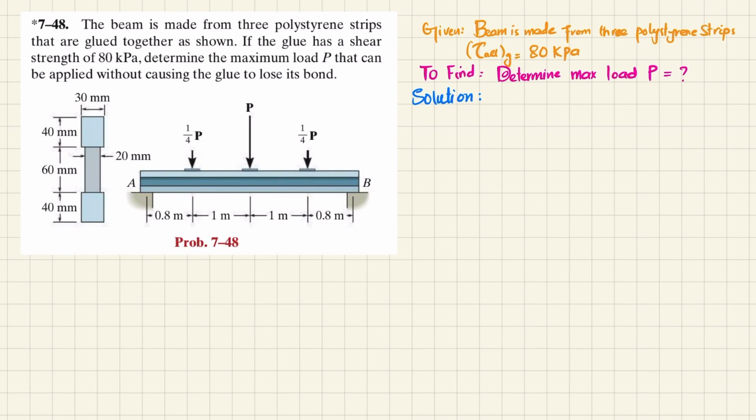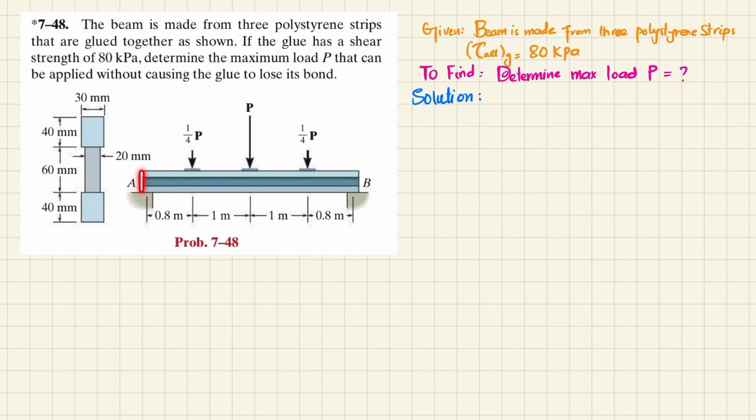Welcome back. Problem 7-48. The statement is: the beam is made from three polystyrene strips that are glued together as shown. If the glue has a shear strength of 80 kilopascal, determine the maximum load P that can be applied without causing the glue to lose its bond.